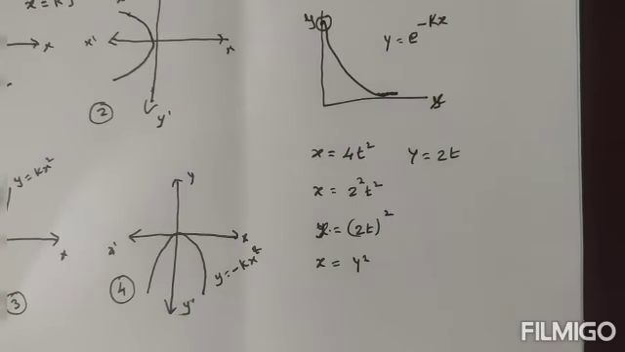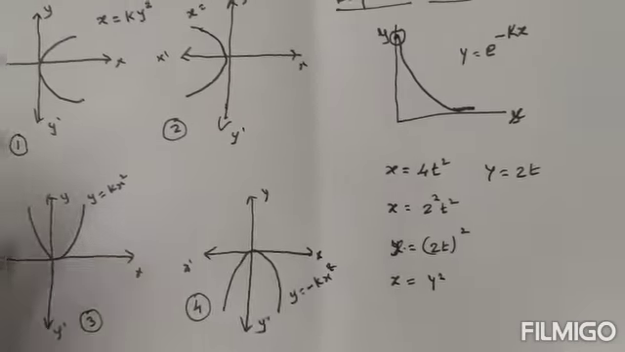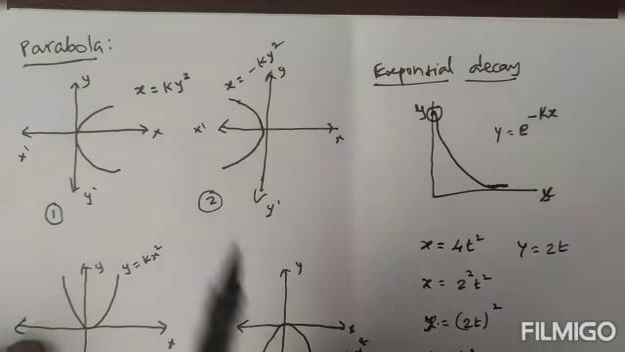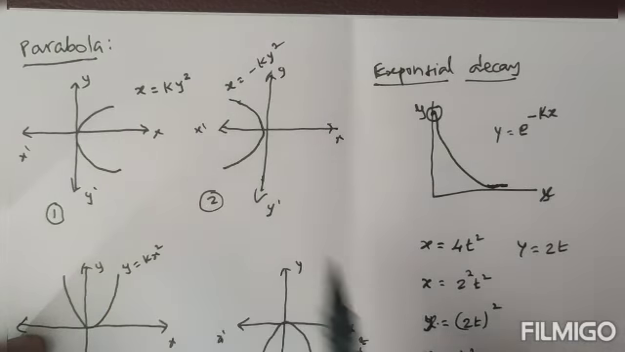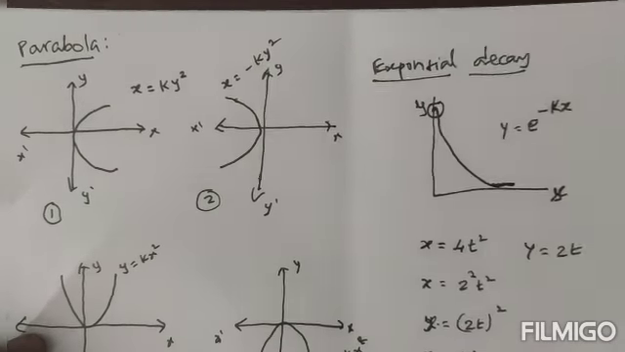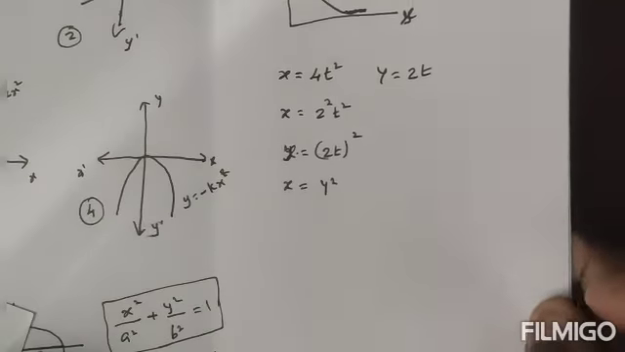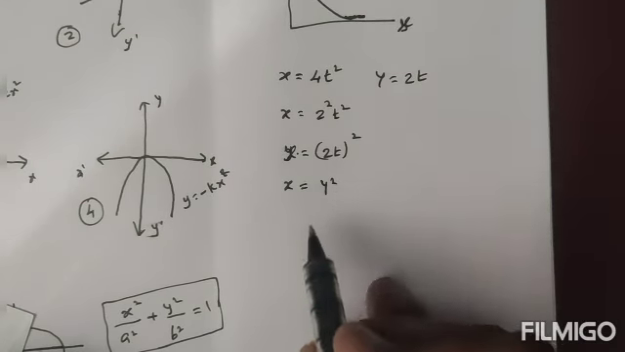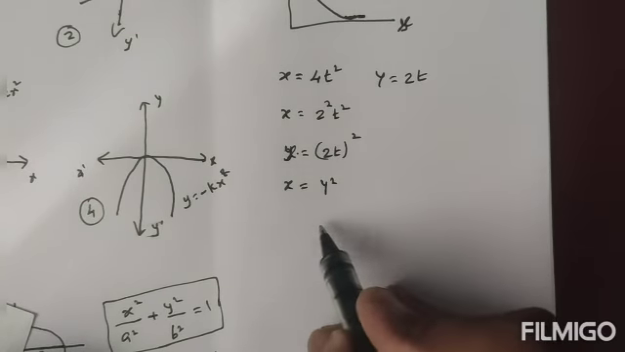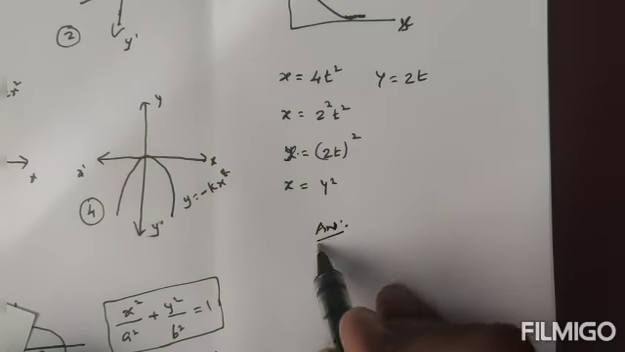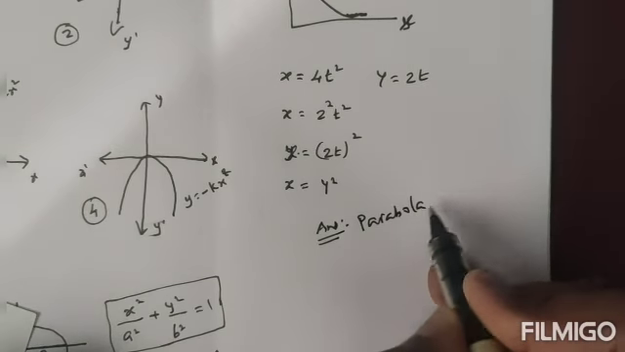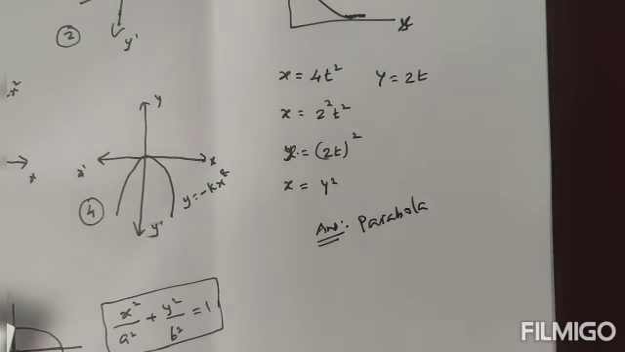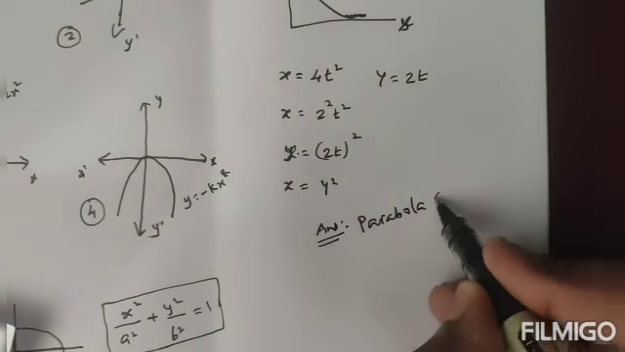Let's compare with the graphical diagram. So here x and y squared will come. So this equation should represent a parabolic structure. So here the answer is parabola. So this option is matched with option C.